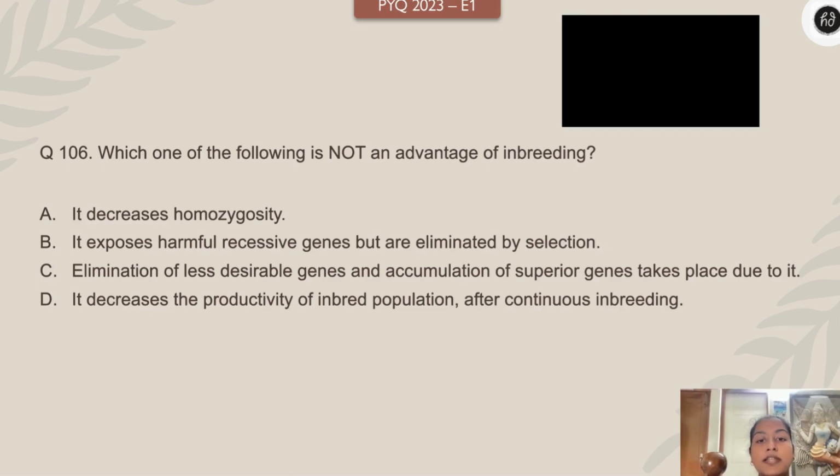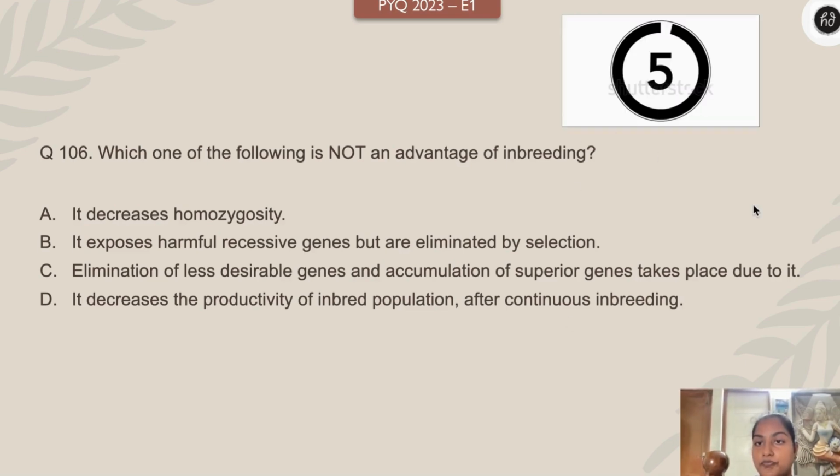Which one of the following is not an advantage of inbreeding? It decreases homozygosity. It exposes harmful recessive genes, but they are eliminated by selection. Elimination of less desired genes and accumulation of superior genes takes place due to it. It decreases the productivity of inbred population after continuous inbreeding. Your time starts 3, 2, 1 right now.